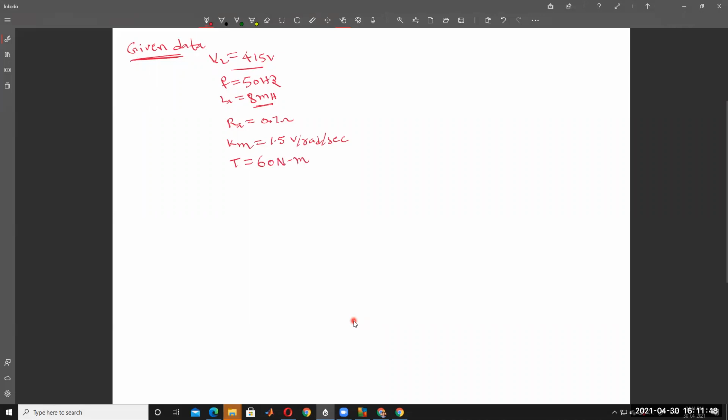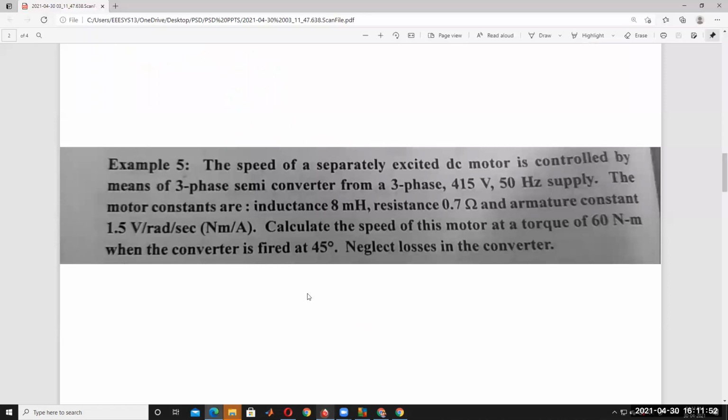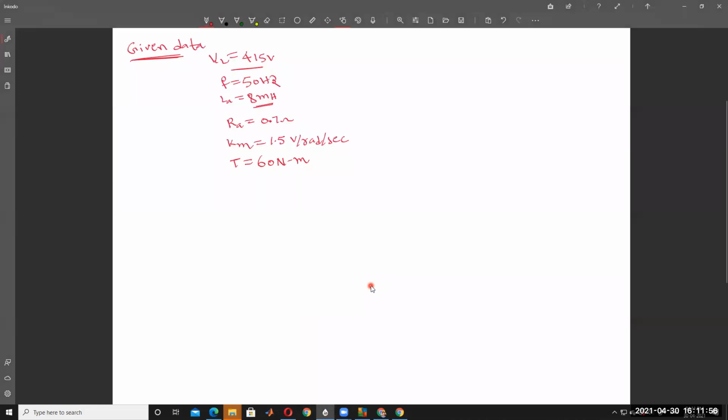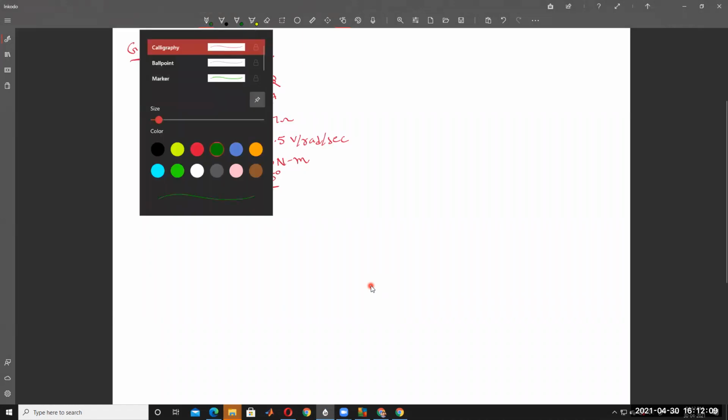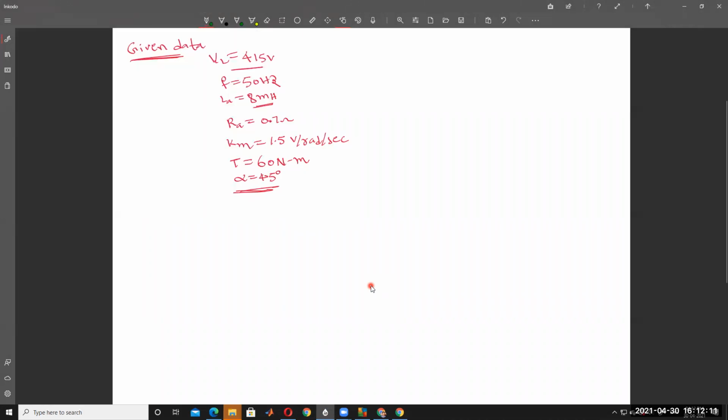Torque is given as 60 Newton meters, same as the previous problem. And the firing angle is also given, alpha is equal to 45 degrees. So this is the given data. Now find the motor speed. How to find the motor speed? By using this relation.